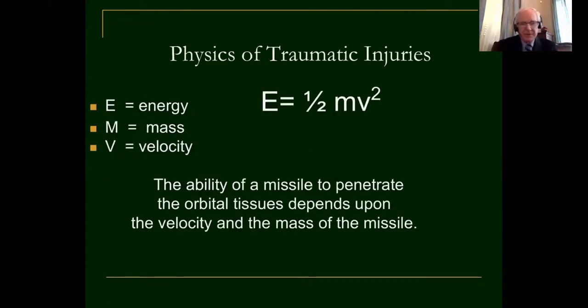If you're an ophthalmologist and you deal with trauma, you understand the physics of trauma injuries, and the physics have to do with mass and velocity. If you notice this equation, E = 1/2 mv squared, mass is a single item, but the velocity makes a big difference because it is squared. The ability of a missile to penetrate into the orbital tissues depends on velocity and mass.